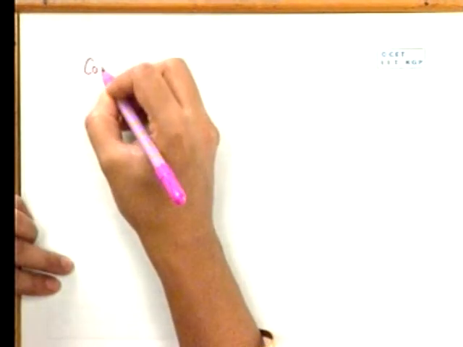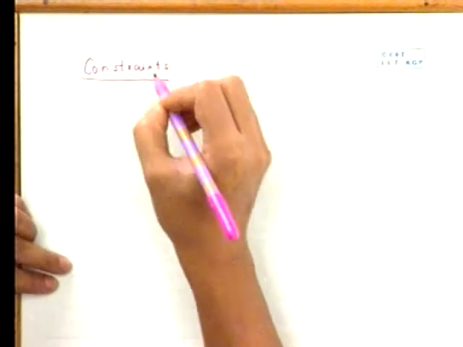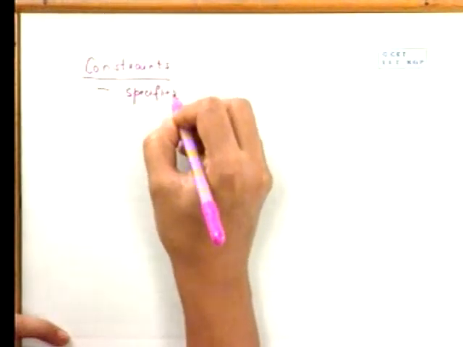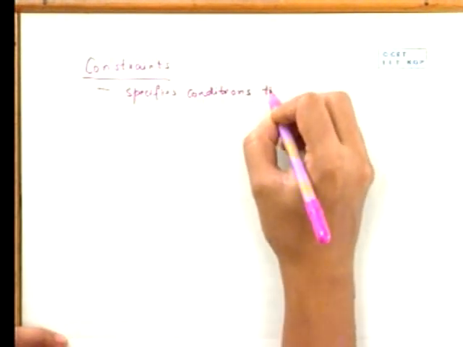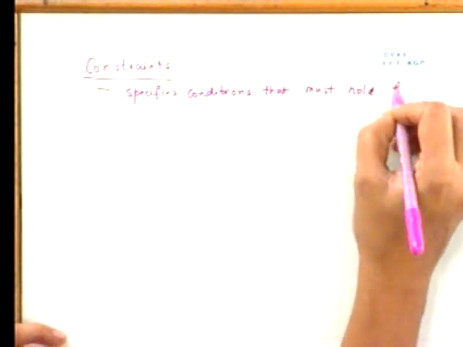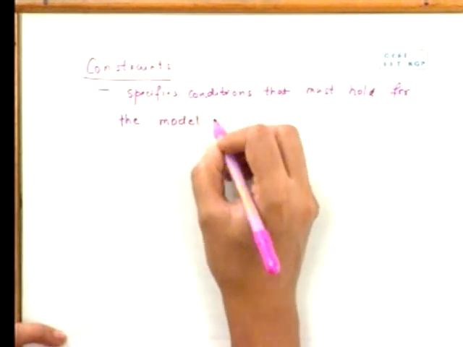Next, we talk about constraints in the UML language. With constraints, you can add new semantics or change some existing rules. A constraint specifies conditions that must hold true for the model to be well formed.